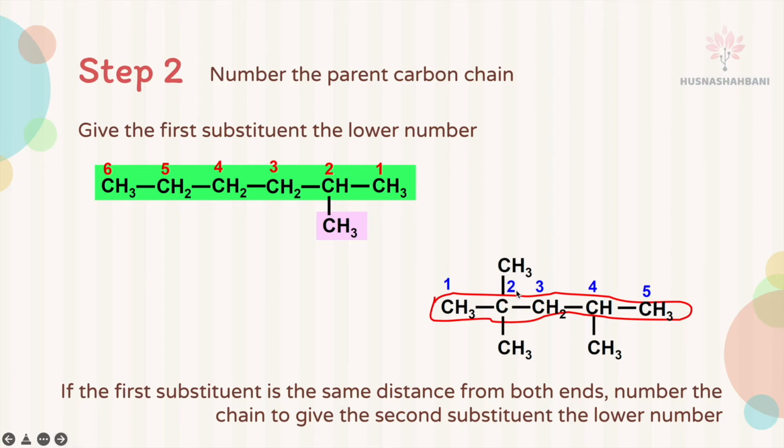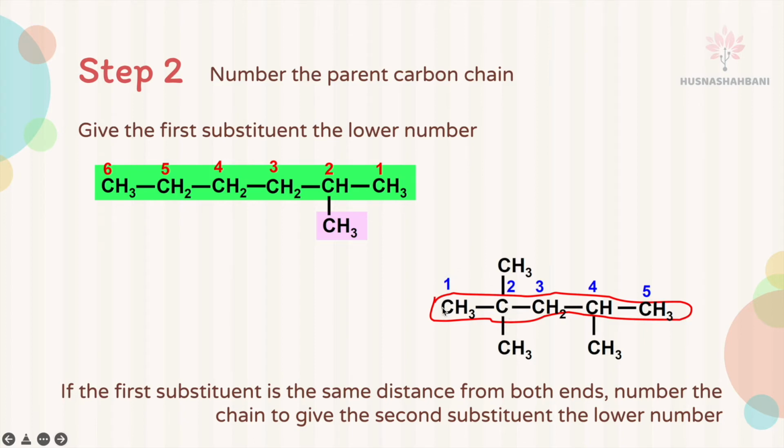Okay, so this is our first substituent. If we count from the left, this is our first substituent. If we count from the right, this is the first substituent. So let's look at the second substituent. If we start counting from the right, the first substituent, number 2. The second and third substituent, number 4. 1, 2, 3, 4. Second and third substituent, number 4.